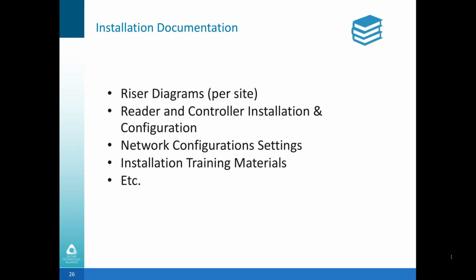And the outcome of the design phase finally is the documentation that supports the remaining phases of the life cycle of the project. That includes the installation, testing, and reaching an ATO and transitioning into the operations and maintenance phase. So the sample list of documents might include riser diagrams, reader and controller installation configuration, network configurations, settings, installation training materials, operator training, and support for client-side documentation and other instructions. And critically, what's not mentioned here is the documentation.